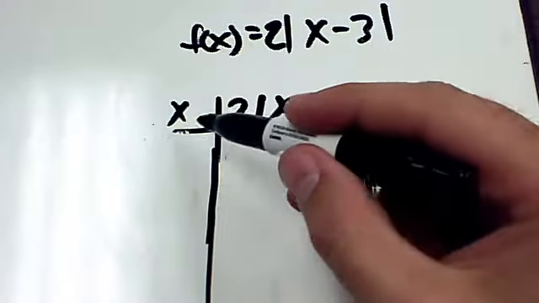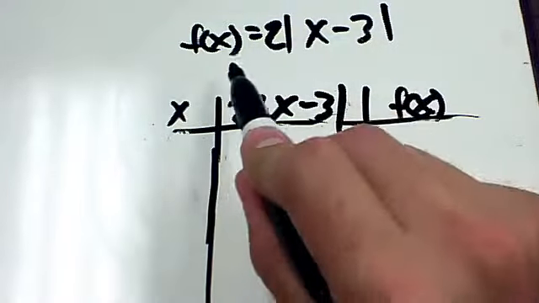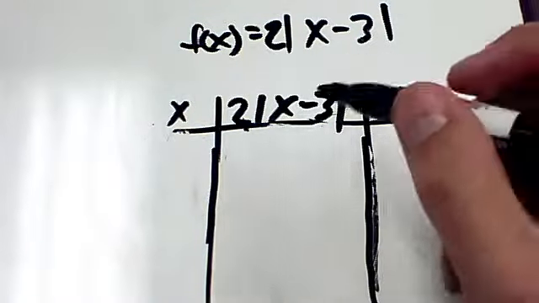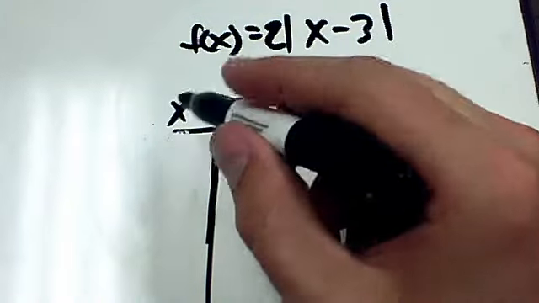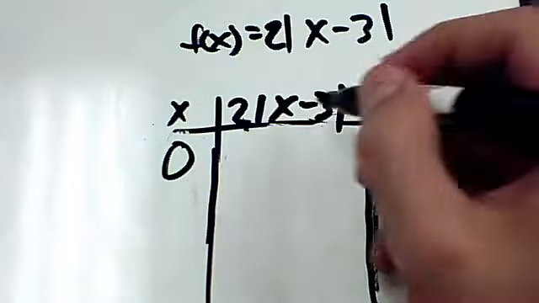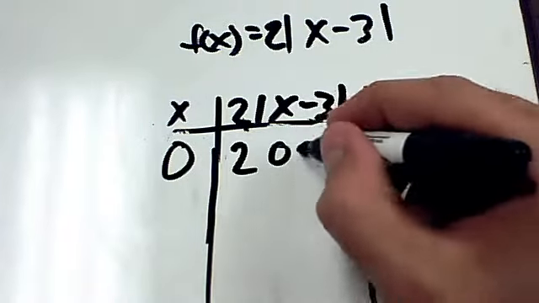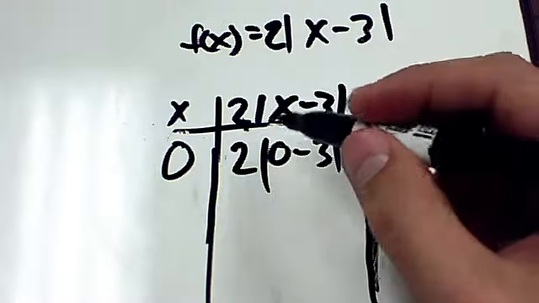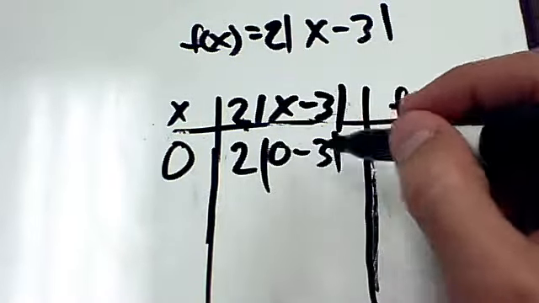Okay, so when we have this function, f of x is equal to 2 times the absolute value of x minus 3. And so let's just make up some numbers. When x is 0, let's plug it in. We'd have 2 times the absolute value of 0 minus 3. And we would want to solve the stuff inside.